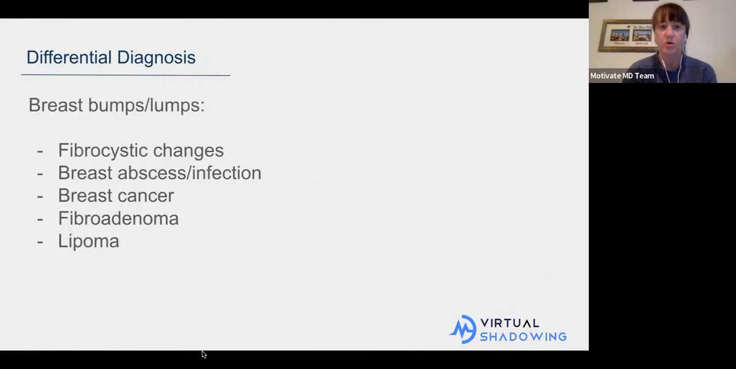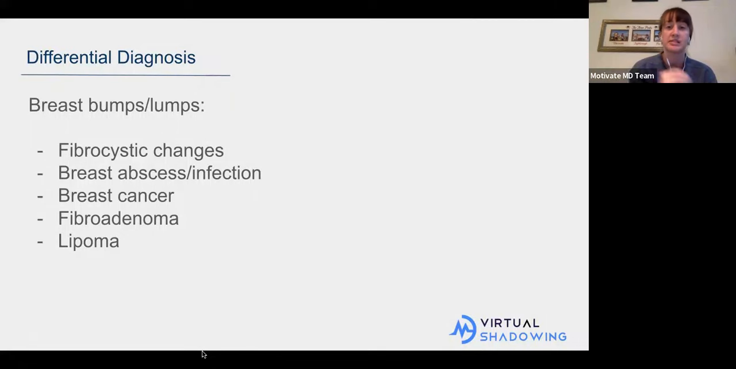Okay, so we'll go into the differential diagnosis, which is, well, what can a breast lump or bump be? There's actually a lot of things it can be, but these are the most common things. I'll go through each one and explain a little further in depth what they are and the type of patients we find them in.